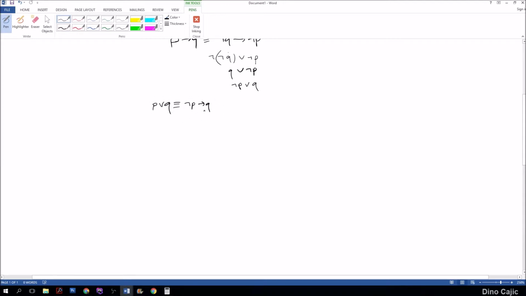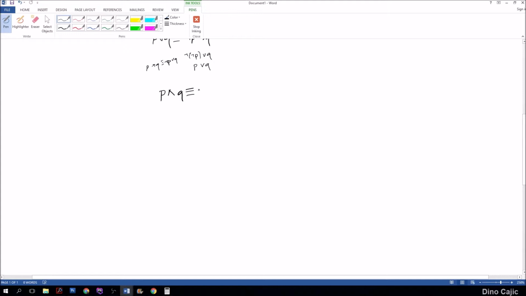And if you don't remember this, just remember that P implies Q is identical to not P or Q, so then you can just work it out right here. So you can say not not P or Q, which is P or Q, which is identical to that, right? So same exact thing. Let's move on to P and Q.